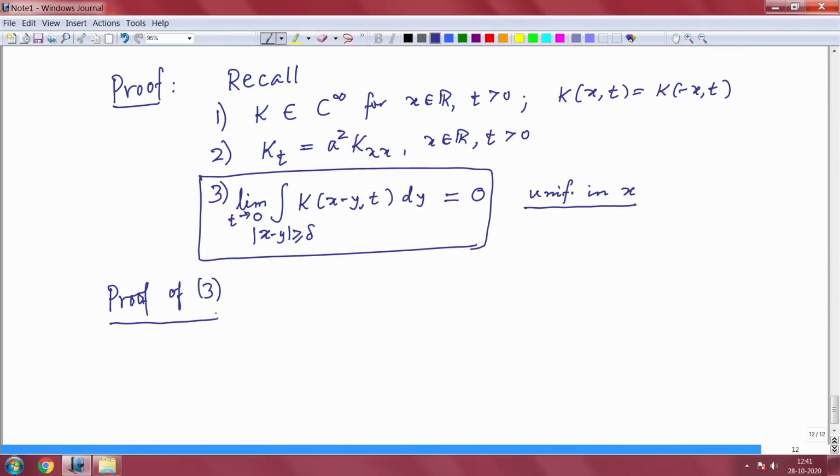Again, let us write what this is in terms of K. You consider |x minus y| bigger than or equal to delta, delta positive and fixed. So, for any positive delta, if you stay away from the x, then this limit is 0.